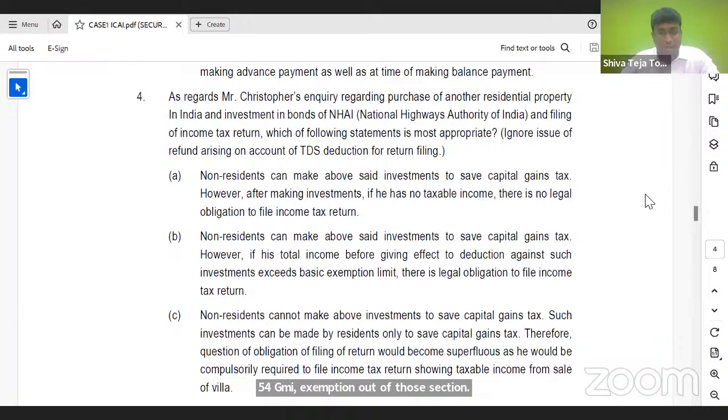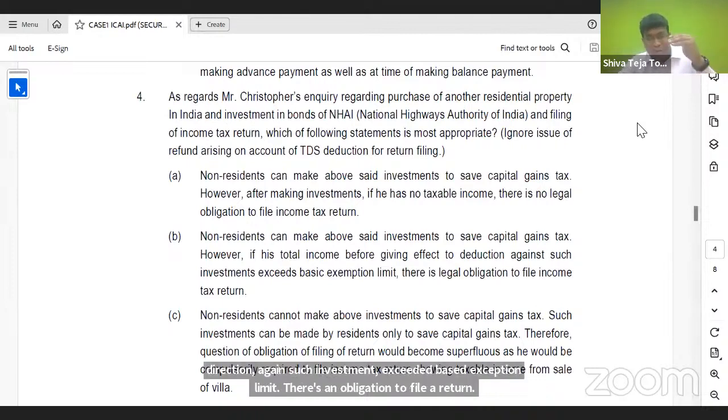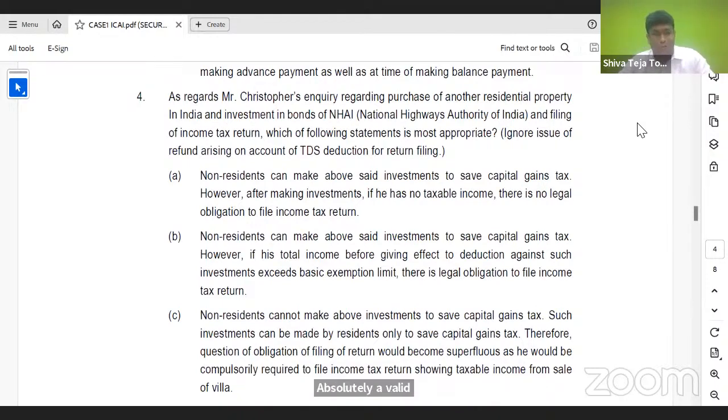Look at the next option. Non-resident can make above said investment to save capital gains tax. However, if total income before giving effect to deduction against such investment exceeds basic exemption limit, there is an obligation to file return. Absolutely a valid point, but still, for the sake of convenience, let's look at the C option also. Non-resident cannot make investments. That is ruled out. Even though he's a non-resident, still he can take the exemption.